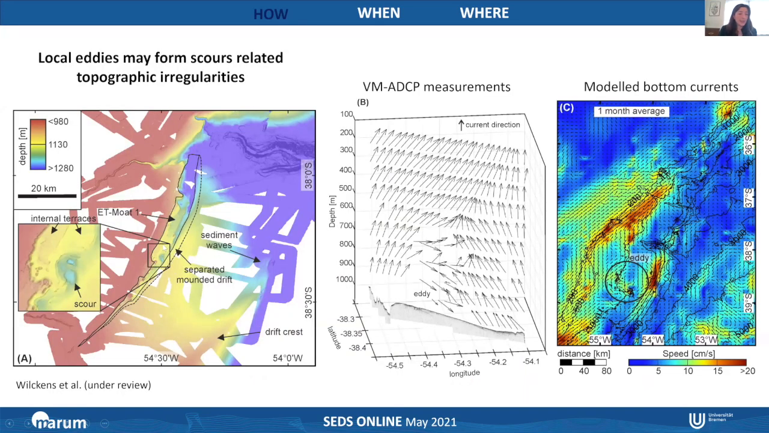I'm going to show you one example here of these small scale features inside a moat. This is an example from the Argentine margin, which I showed you before already. So inside the moat, there is a scour related to an escarpment on the slope. And we measured with the ADCP a small cyclonic eddy in this area. And even in the model, we could see that very often there are cyclonic eddies being formed behind this escarpment. So it can be that the interaction of the current with this small escarpment is generating some instability, some eddies in this area that favor local erosion.